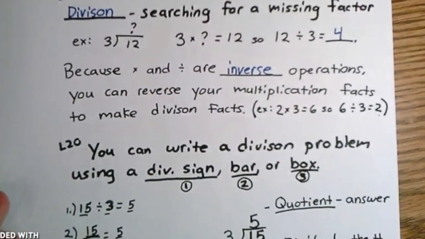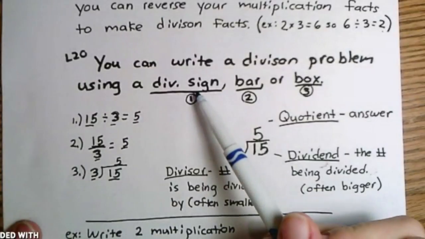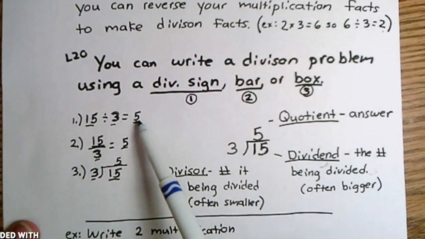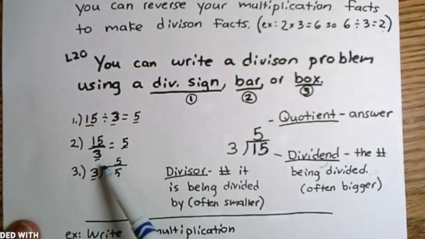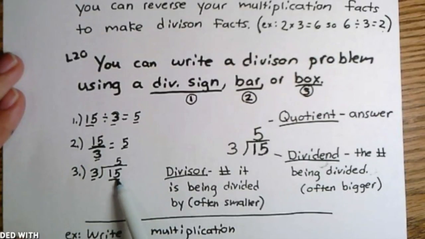You can write a division problem in 3 ways. You can use a division sign, like over here, 15 divided by 3 equals 5. That is a division sign. You can use a division bar. So here we have 15 divided by 3, shown with the division bar. Or you can use a division box, like down here, 15 divided by 3 equals 5.